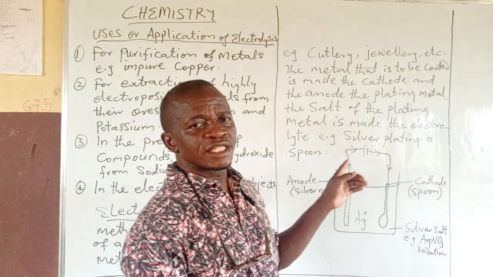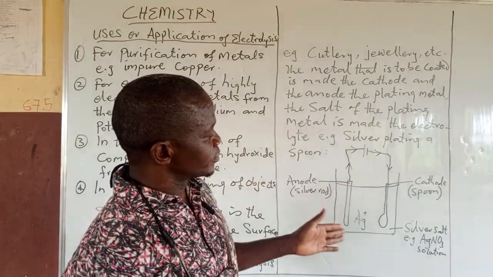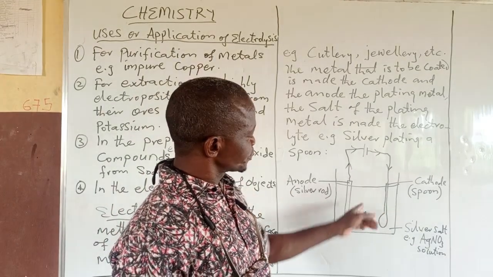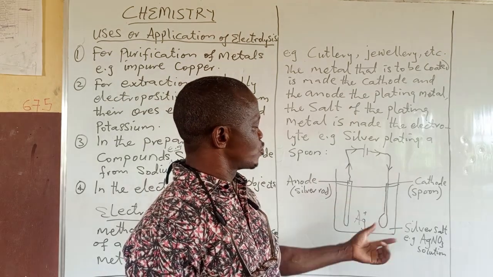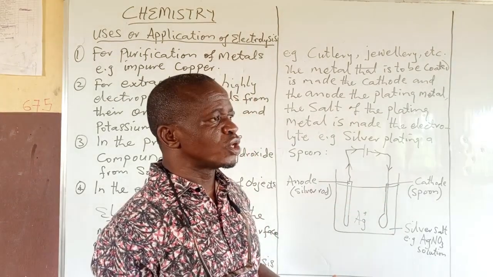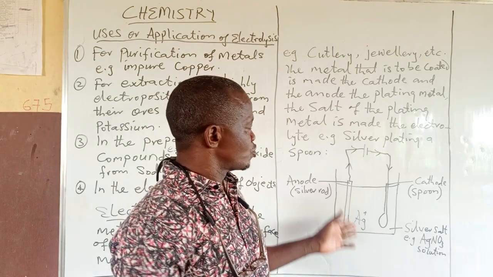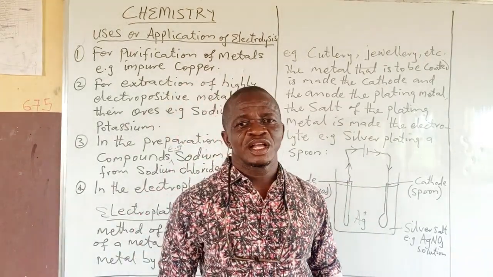Now, that business is known as what? Electroplating. I can ask you in electroplating of a spoon, what will be your anode, what will be your cathode, what will be your electrolyte? You need to know all these that I have explained to you.